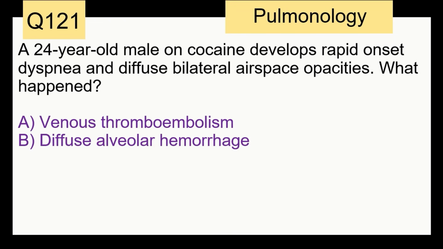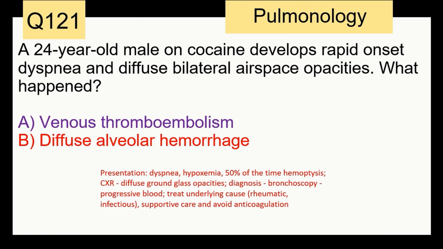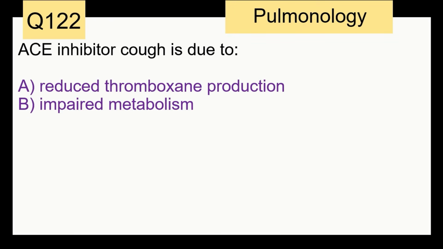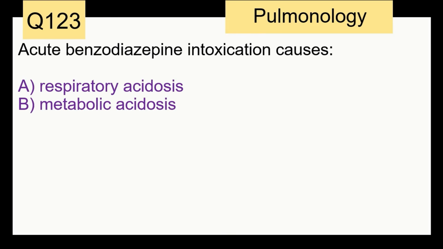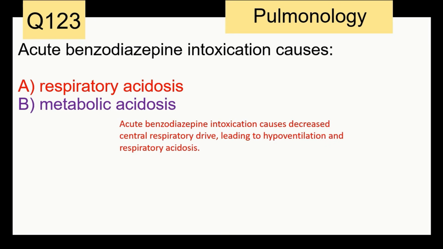Here we spoke about this kind of at the beginning, the diffuse alveolar hemorrhage caused by cocaine. And we try to save their life. 122, ACE inhibitor cough is due to impaired metabolism. As ACE is usually involved in the metabolism of kinins and substance P, ACE inhibitor therapy leads to reduced breakdown of these molecules.